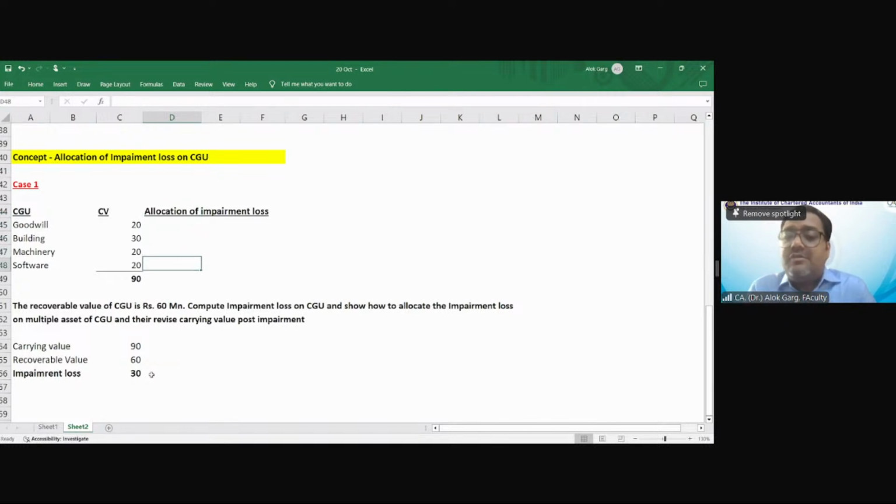Allocation of impairment loss. Anyone who can guide me how to allocate the impairment loss? The impairment loss is 30 million. How to allocate the impairment loss? The goodwill is completely written down, and the remaining 10 is divided on a proportionate basis. Yes, you are right, Monica.